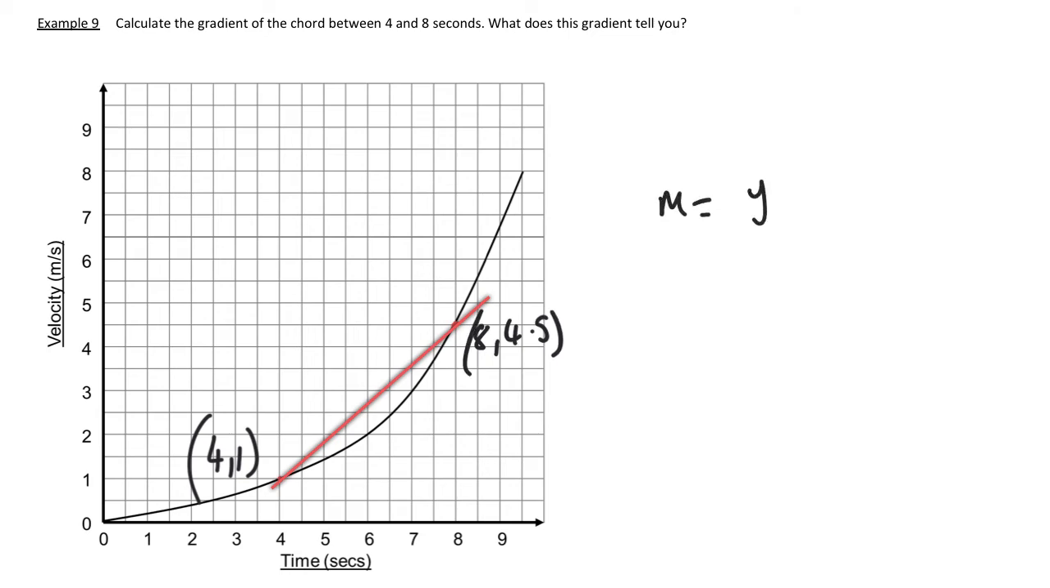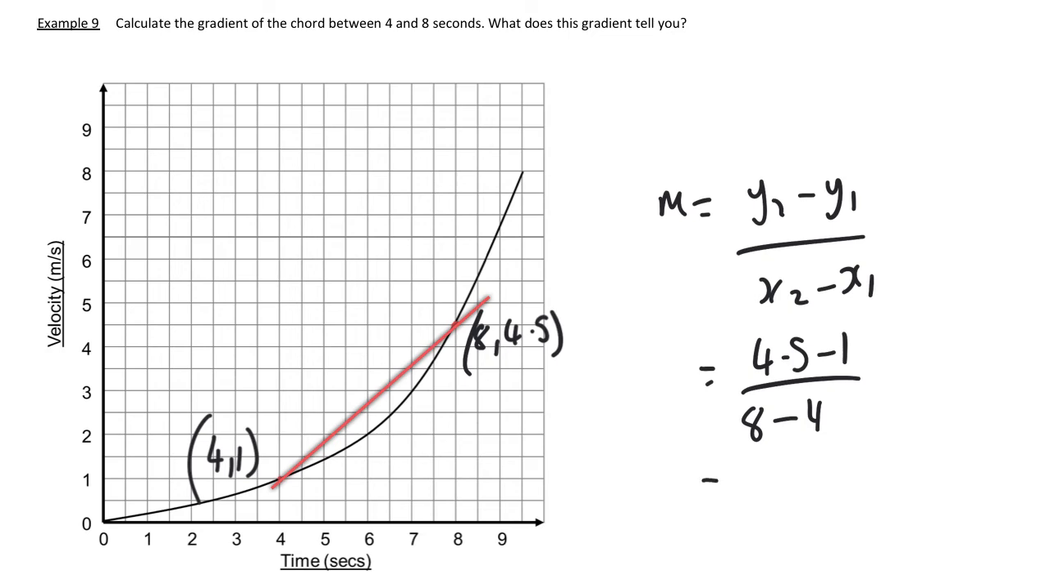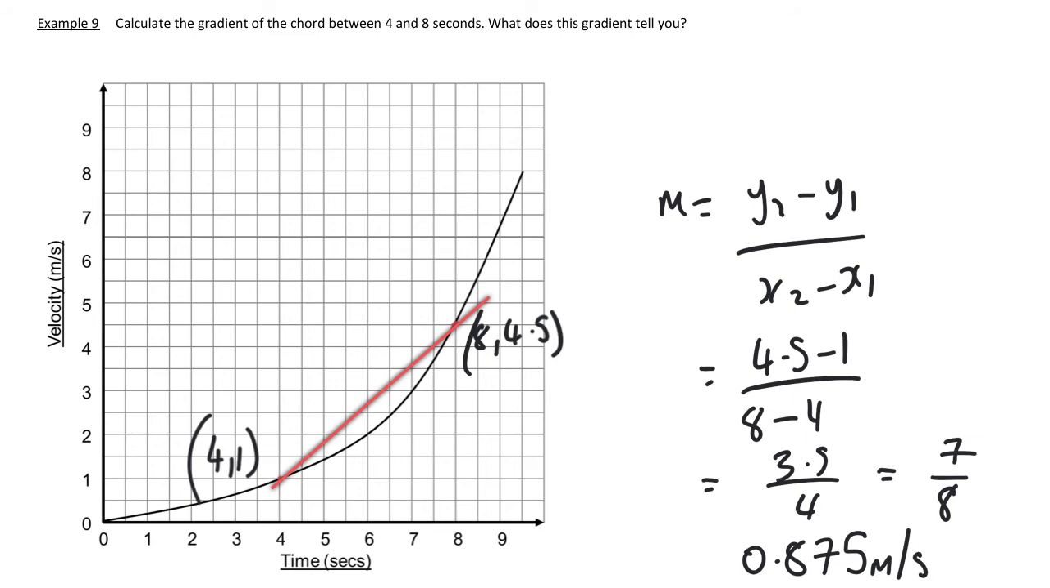So m is y2 minus y1 over x2 minus x1, which is 4.5 minus 1 over 8 minus 4, which is 3.5 over 4, which is 7 over 8, or 0.875. And what this tells us is that, because it's a velocity time graph and it's increasing, the average acceleration is 0.875 meters per squared second between 4 and 8 seconds. So it's the average acceleration.